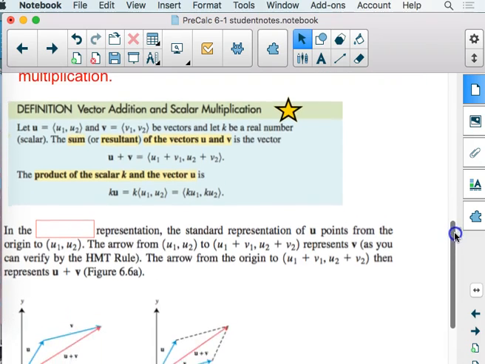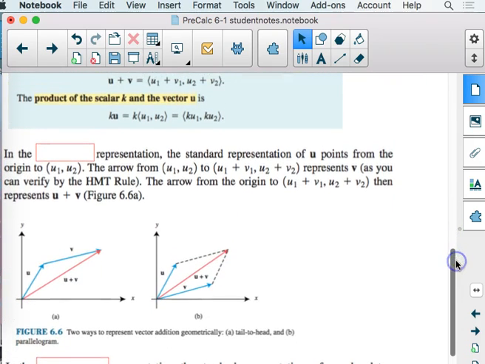Logan, either you really like vectors or you're watching something you shouldn't be right now, so please close up.